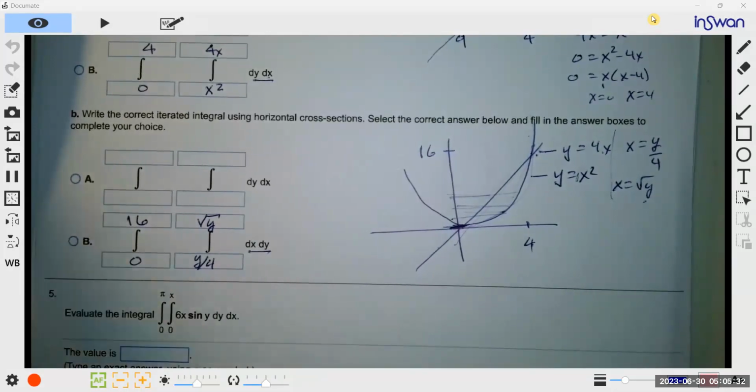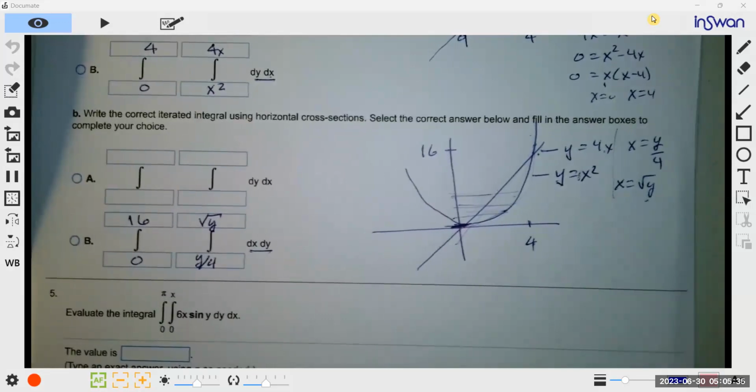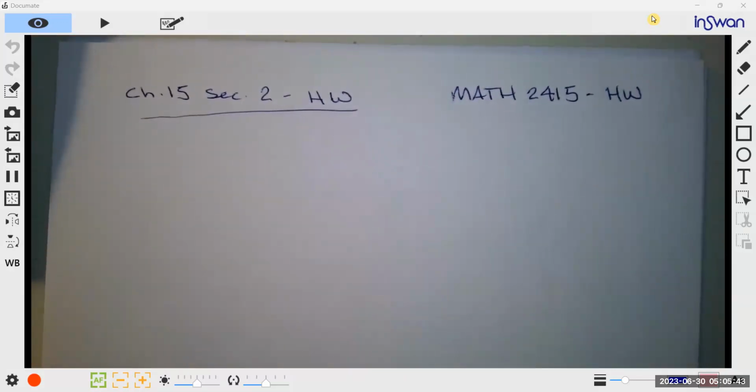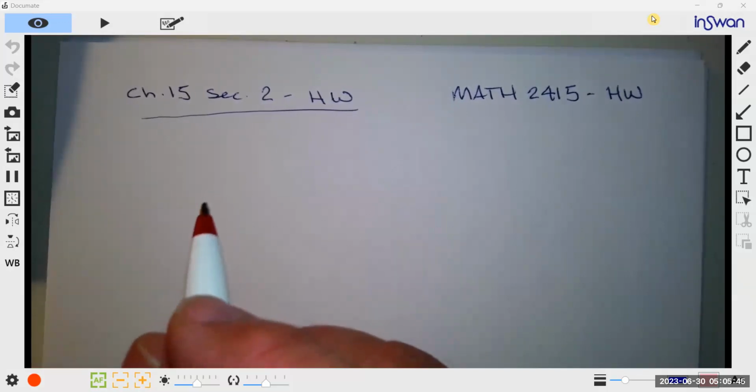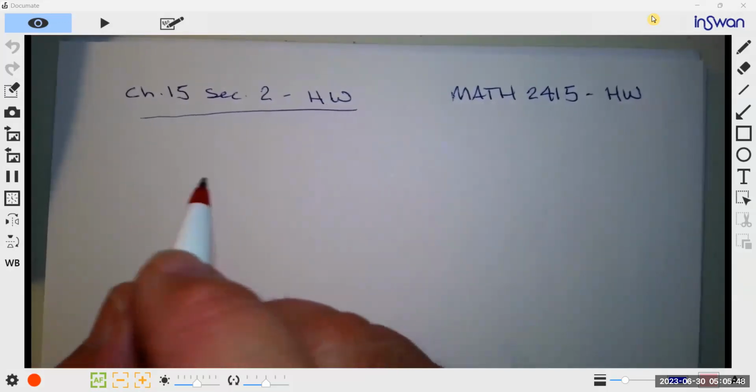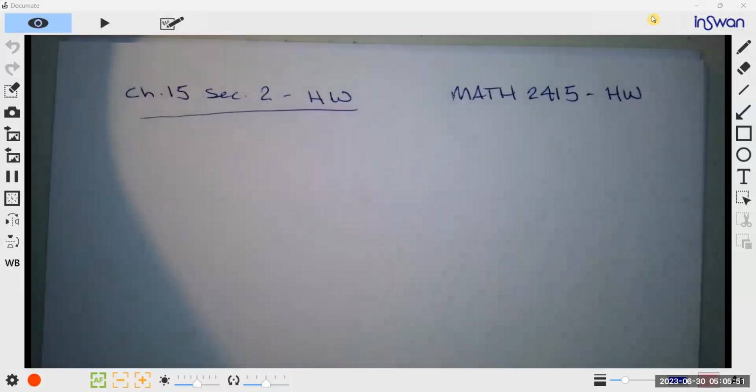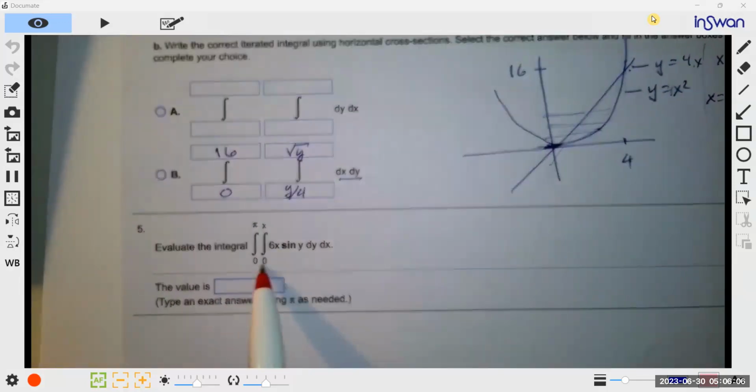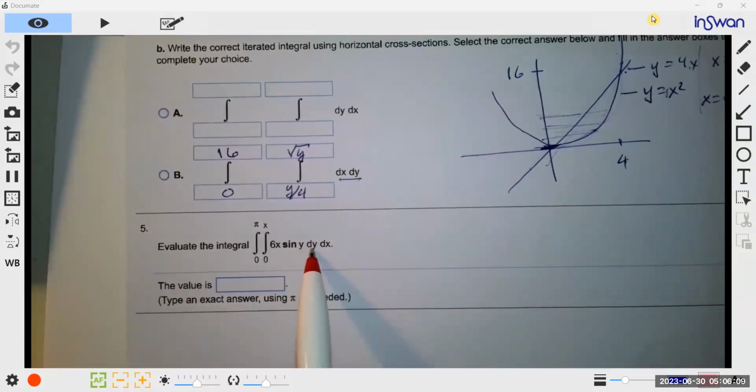Let's look at number 5. This one is an interesting one. I was looking at it. This one will take us through all the math that we've reviewed. Where's number 5? What did I do with number 5? Oh, is that it? There it is. Yeah, it's the double integral of 6x times sine y dy dx.